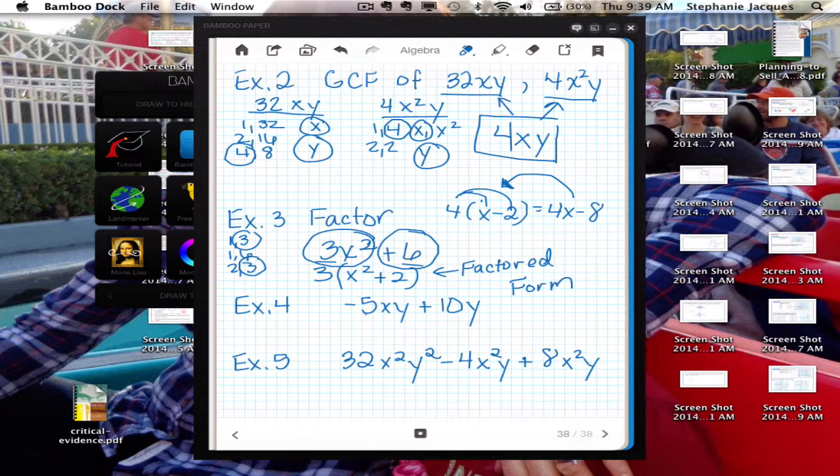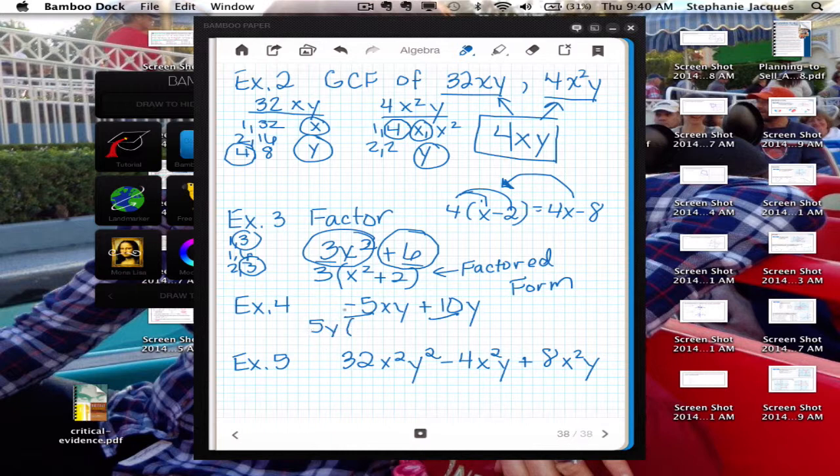Now let's look at this one. We have negative 5 and 10. So the biggest number that can go into both of those is 5. We could also do a negative if we wanted to. Doesn't matter. So I'm going to put a 5 on the outside. I have an x here, but I don't have an x there, so I can't pull that out. But I have a y and a y, so I'm going to go like this, y.